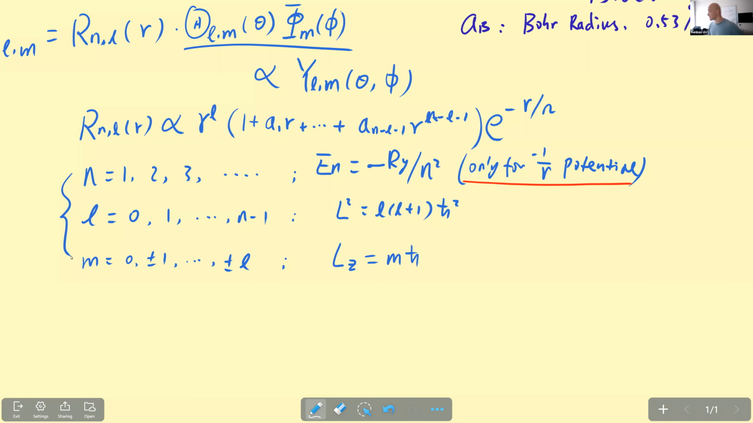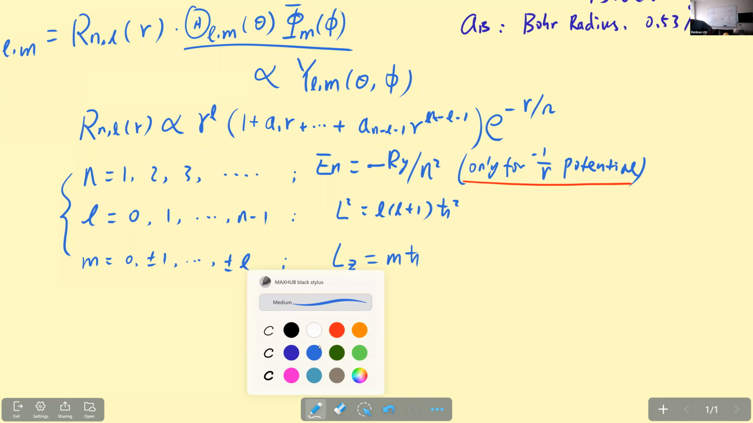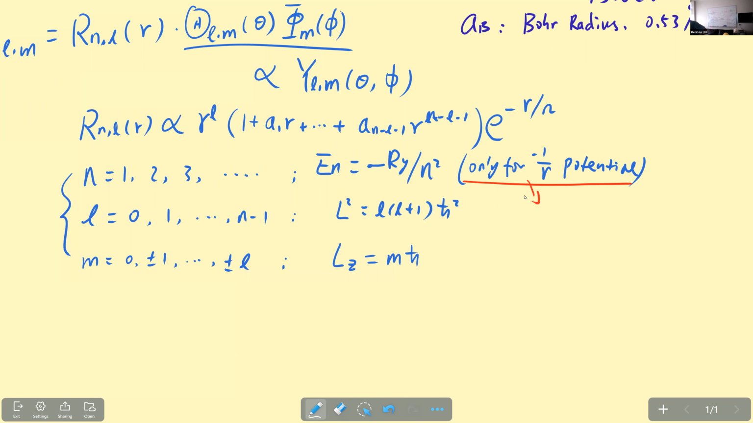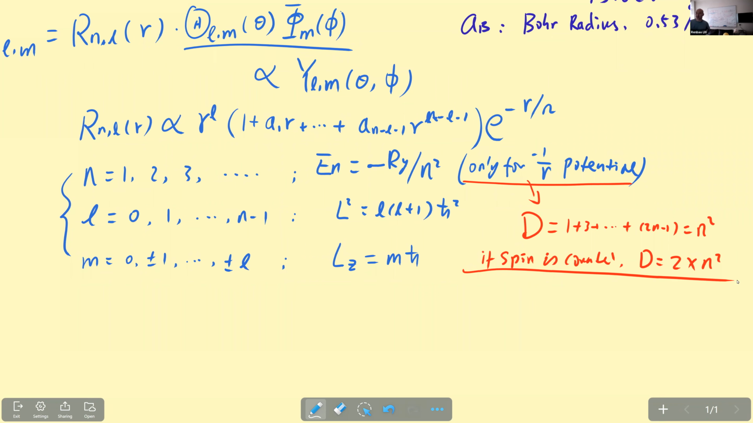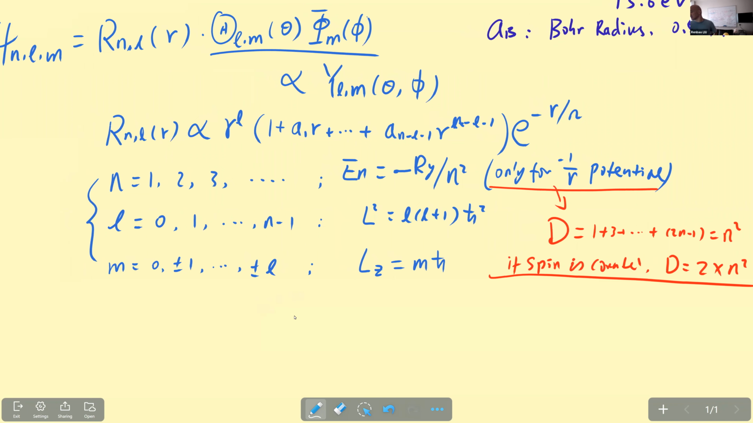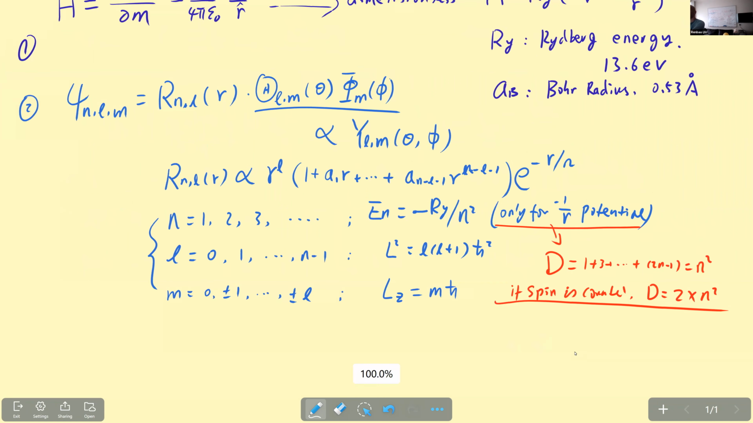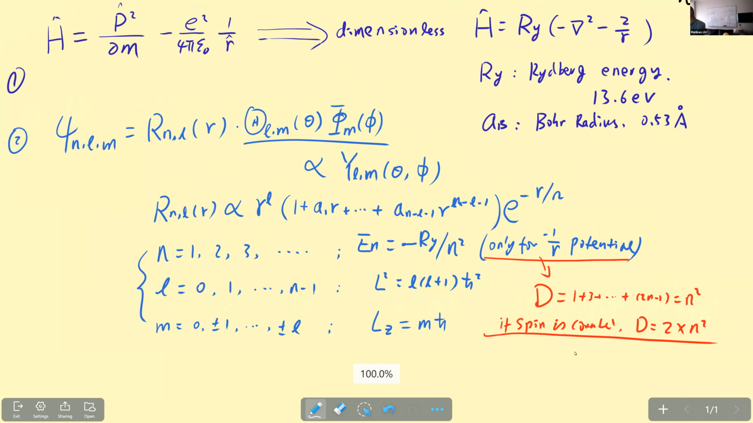If we count the number of states, for this 1/R potential you immediately obtain the degeneracy equals 1 plus 3 plus up to 2n minus 1, which equals n squared. If spin is counted, it will be d equals 2 times n squared. We will talk about the spin a little bit later. That is a very quick summary of the states and the energy of the hydrogen atom problem.